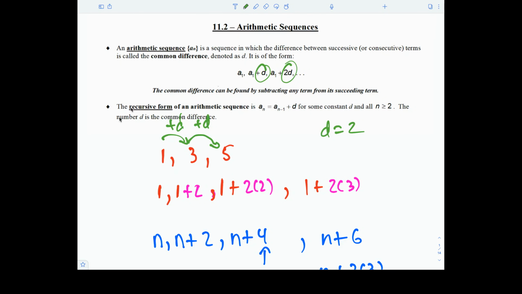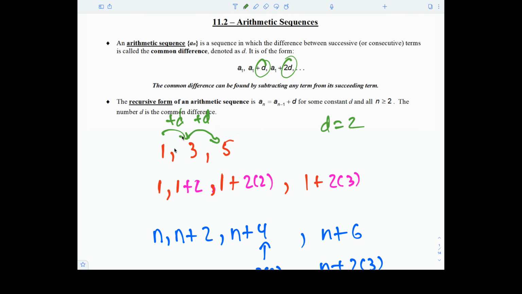We also have the recursive form. The recursive form of an arithmetic sequence is a sub n equals a sub n minus 1 plus d for some constant d and all n greater than or equal to 2. The number d is the common difference. So what this is saying, you're doing the same thing. Let's say I say solve for a2, and I give you a1 is 1 and d is 2. So you go 1 plus 2 is 3. 3 plus 2 is 5, so on and so forth. So you're just essentially substituting in the values.